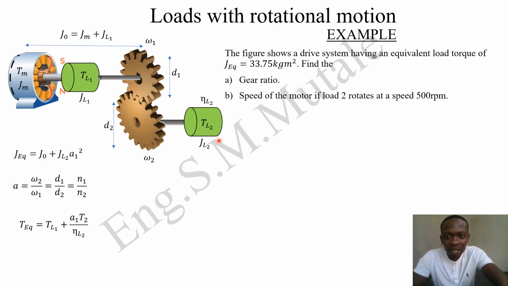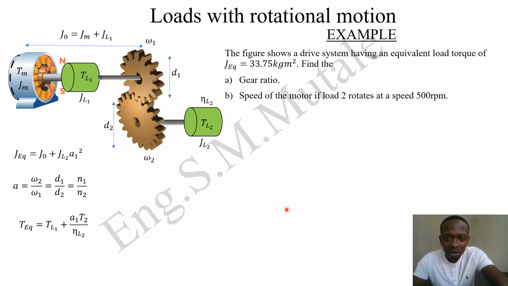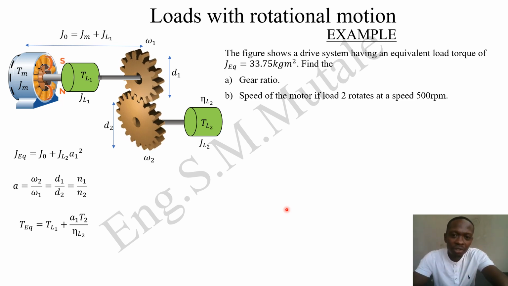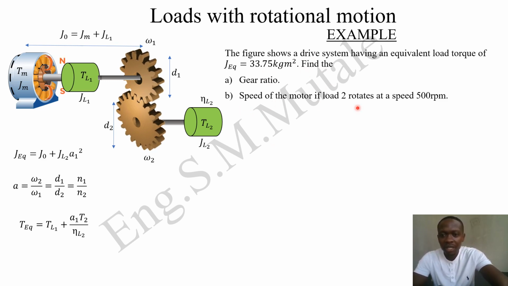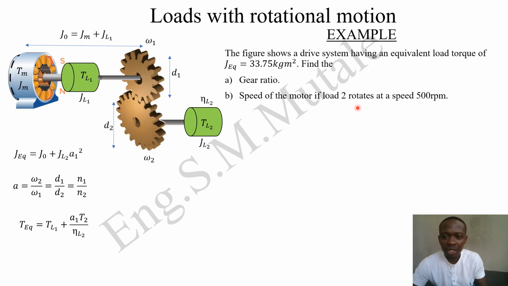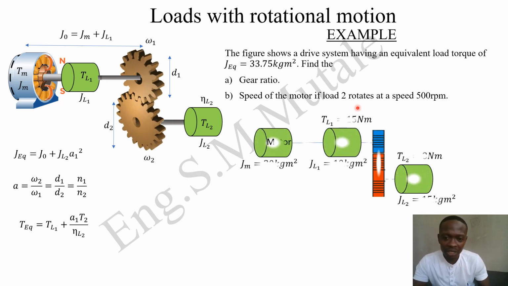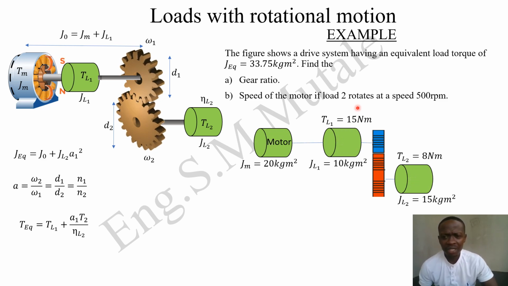The figure below shows a drive system having an equivalent moment of inertia of 33.75 kg meter squared. Find number one, the gear ratio, which is A, and number two, the speed of the motor if load 2 rotates at a speed of 500 revs per minute. So this is the system with the parameters given there.